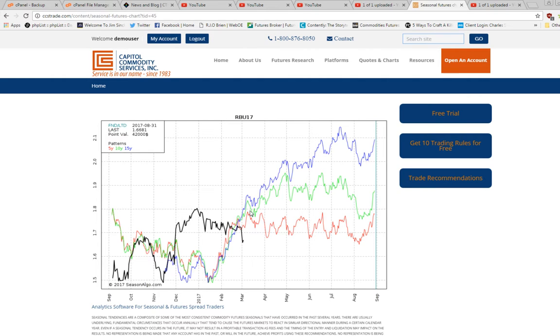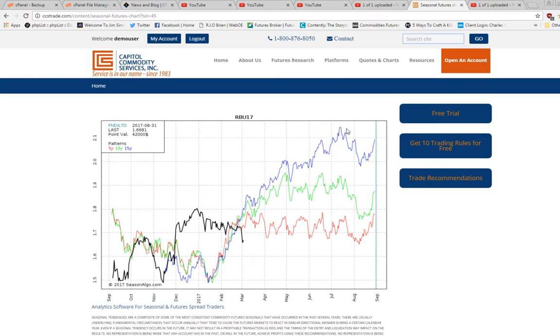Do a similar calculation going back 10 years for the 10-year and 15 years using the 15-year seasonal. Now, it's not a perfect study. It will give you insight, but as you can see here, this current price is going down and all the seasonals are pointing higher.